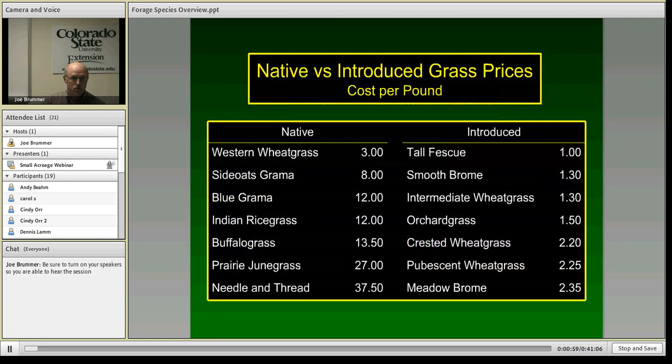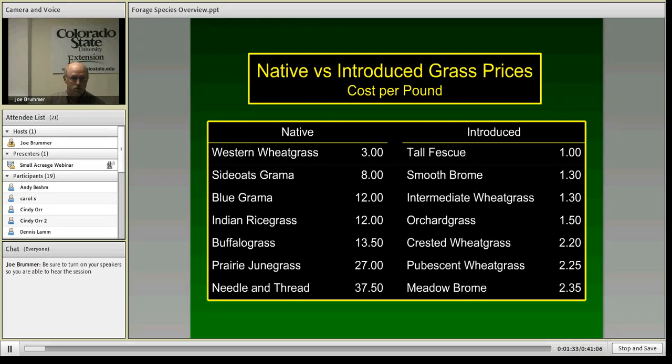And to illustrate that, I just wanted today to give you a brief overview of some of the different species out there, both the native and introduced, and some of the cost of those species on a per pound basis. On the left side of the table, there's a list of different native species, and some of those we'll be talking about today, ranging in price anywhere from $3 per pound right now for western wheatgrass, a native species that we plant very commonly, up to $37.50 a pound for needle and thread grass. Again, another native species that's very common out here on the eastern plains.